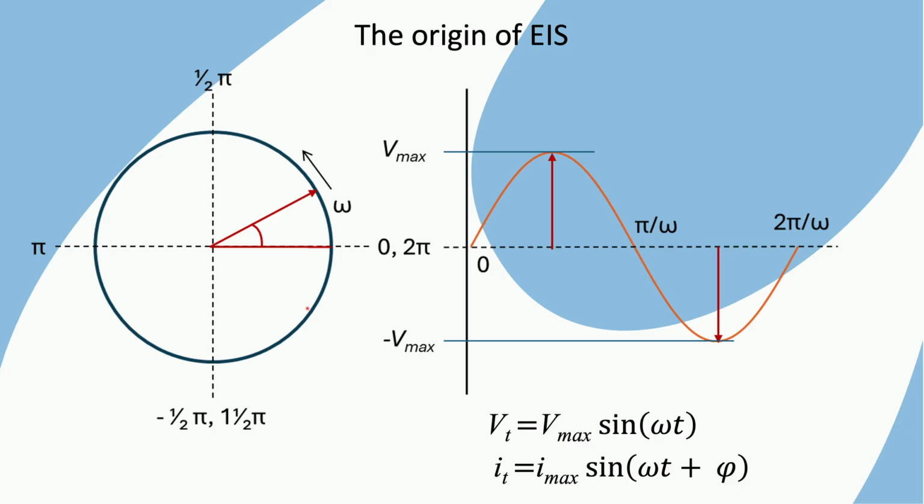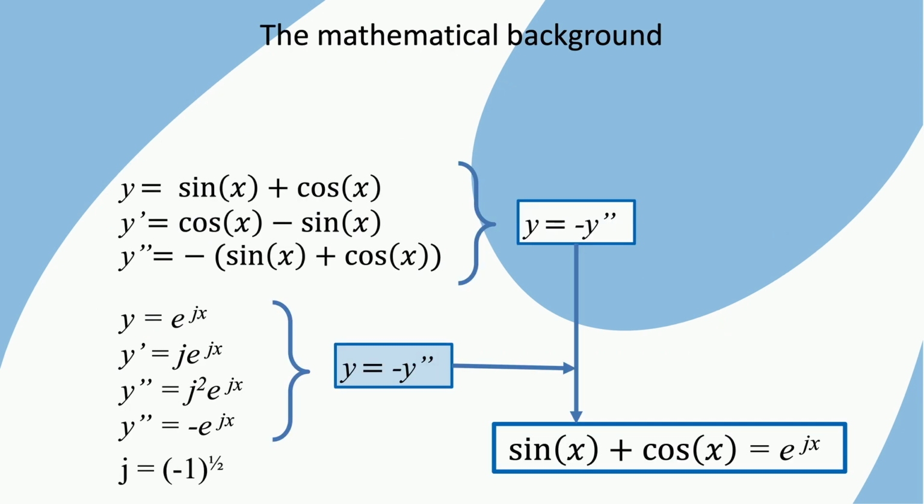Before going further, let's step into some mathematics. Imagine you have a function y equals the sine of x plus the cosine of x. We can calculate the first and second derivative of this function. It turns out that the function y is equal to minus the second derivative of this function, minus y''.